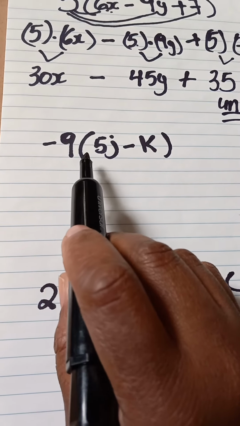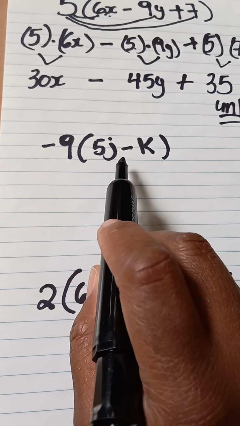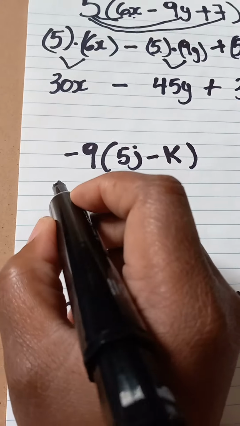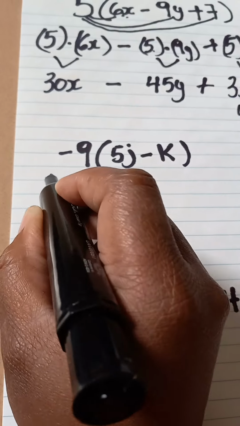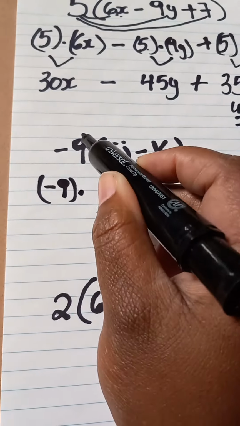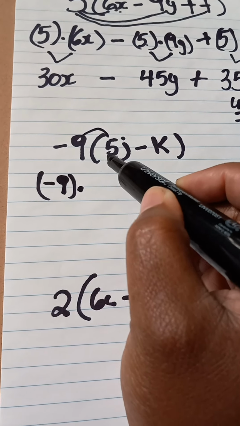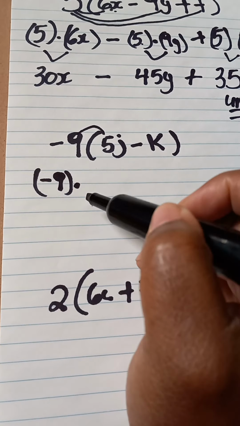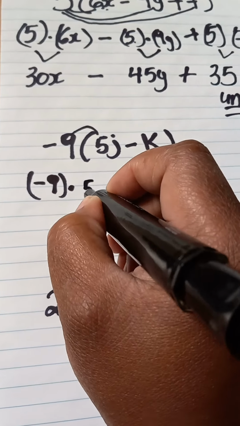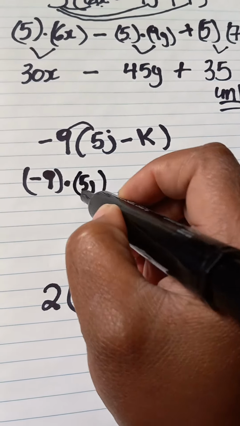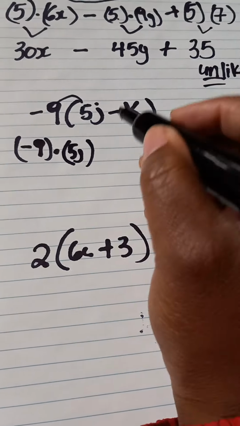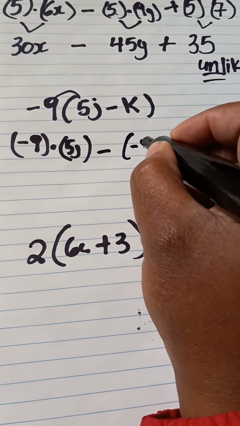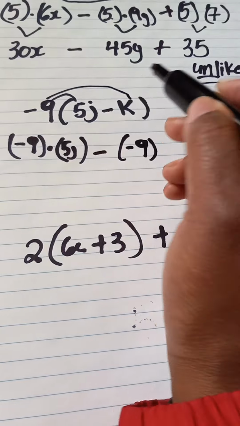It's negative 9 multiplied by the group of 5j minus k. We're going to do our same thing. We're going to put our negative 9 and multiply, right? Our negative 9, the negative comes with it. We do not just take the 9, we take the whole negative 9. Multiply with 5j. Then here we can put our minus sign. This minus goes there. And again, I'm going to do my negative 9, and I'm going to do that with k.